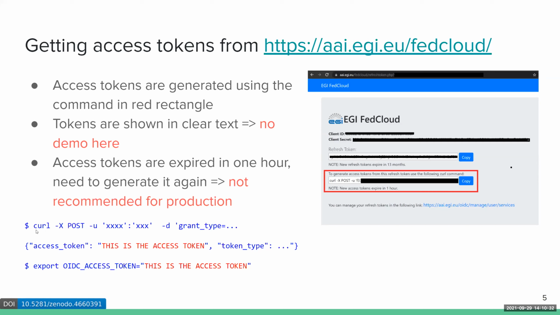So you can just execute the command you copy from the website. It will generate a JSON string where you have an access token. And here is your access token. You can copy the access token and set it to your environment variable. And yes, that's it.